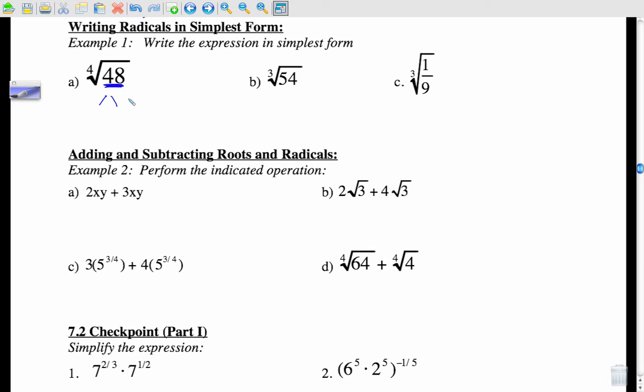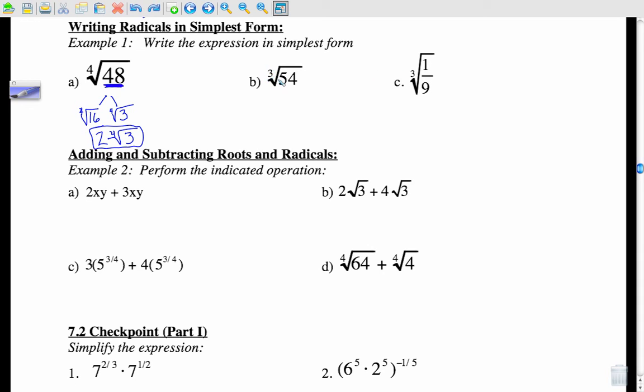And I'm looking for any numbers in that list that will divide 48 evenly, like 16. So I'm going to split this into the 4th root of 16 and the 4th root of 3. Why did I split it like that? Because we know this 4th root of 16 will turn into 2, and this 4th root of 3 we don't know, so we leave it. Done.